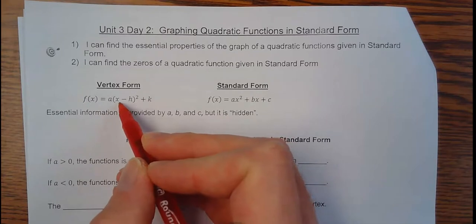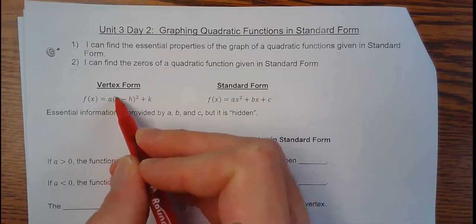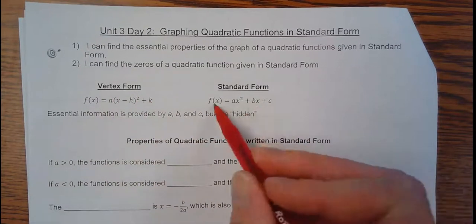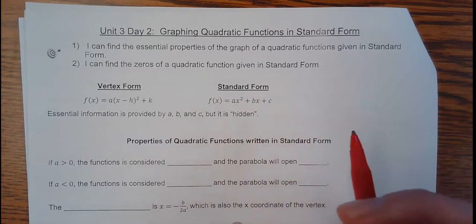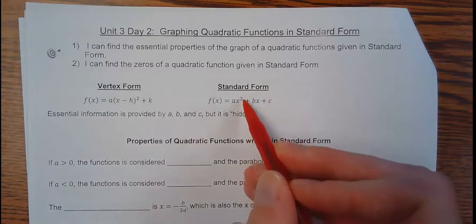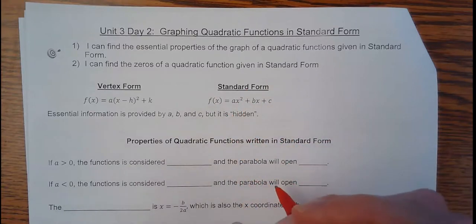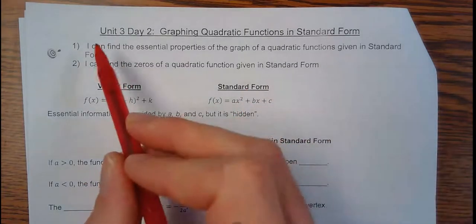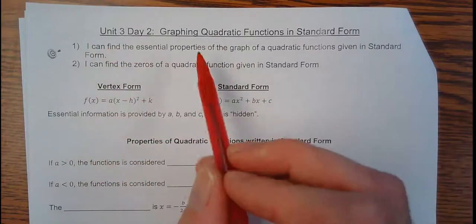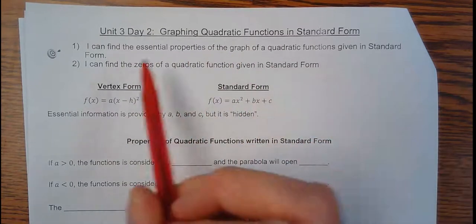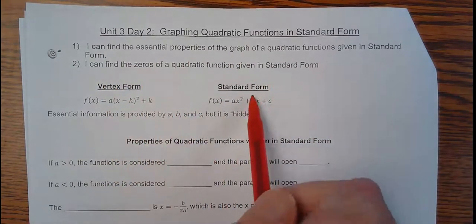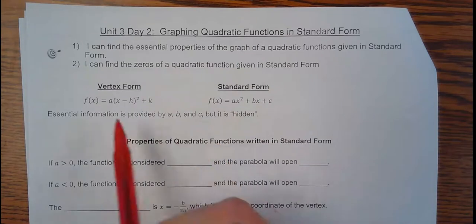But if you actually were to multiply this out, distribute the a, and then add k, you'd get your standard form. Okay, so the standard form is kind of the definition of a quadratic function anyway. Ax squared plus bx plus c. Our learning targets up here then are we're going to use the standard form, and we're going to find essential properties of the graph and also find the zeros given in standard form if we're given this.